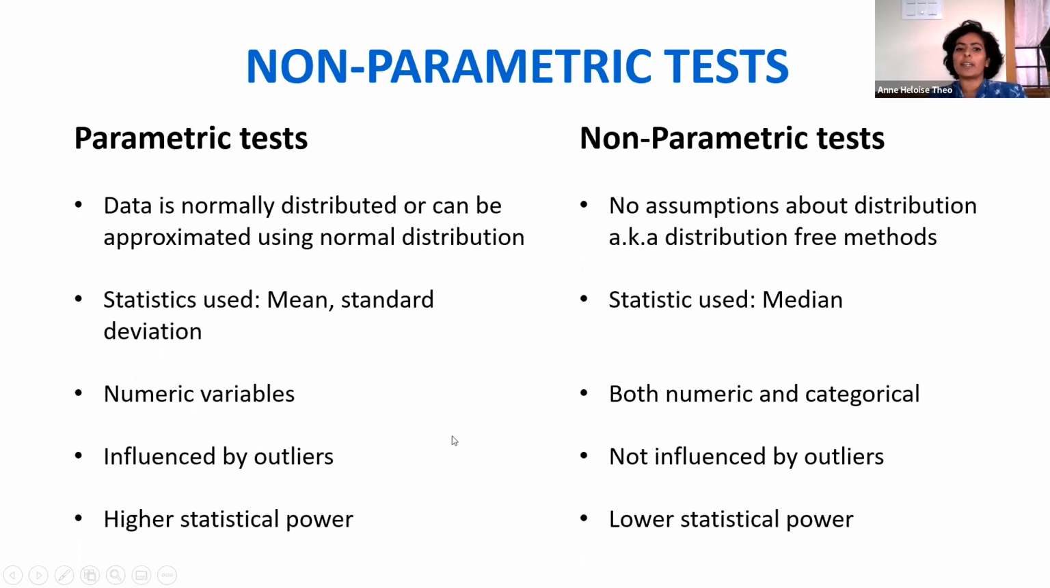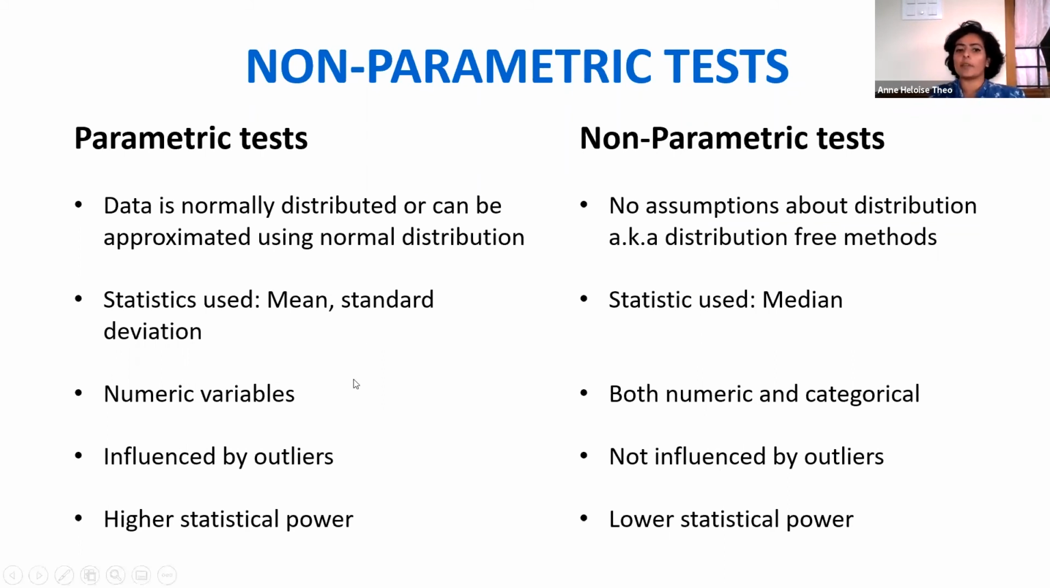The non-parametric tests, on the other hand, use the median more often, and sometimes they use ranks and the order in which things appear to compare populations. And in non-parametric tests, you can also use categorical data. So if you have any kind of categorical variables that you want to compare, you would be using non-parametric tests.